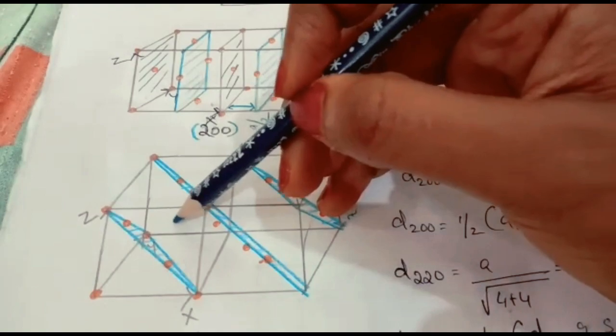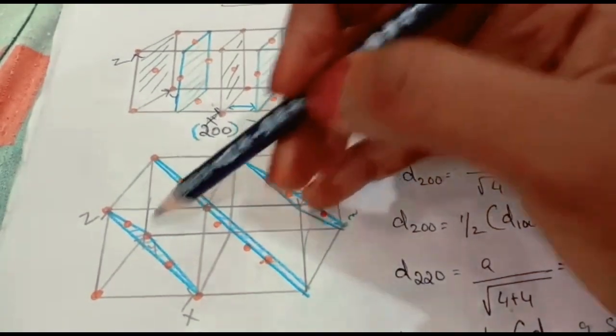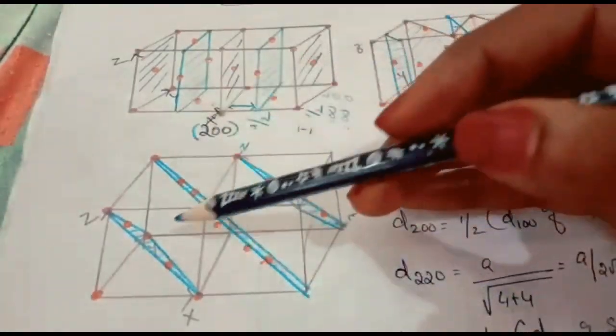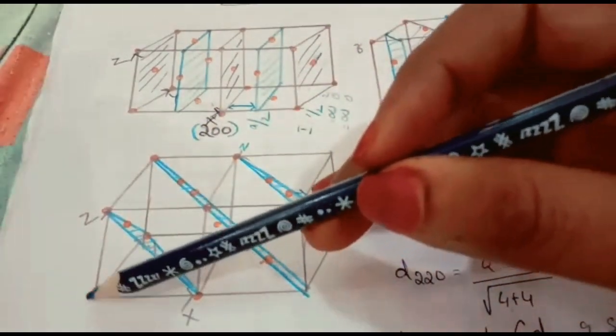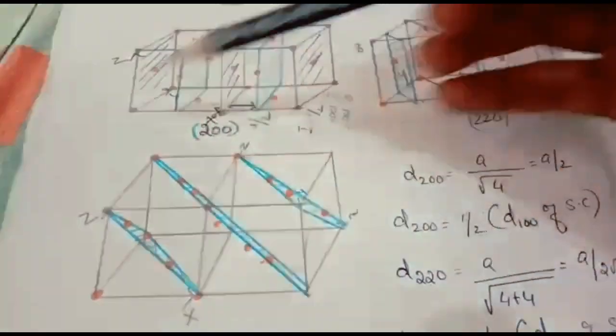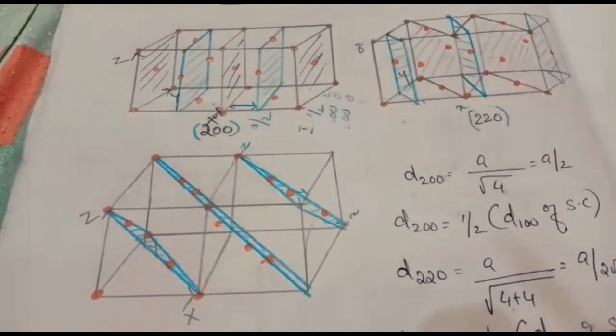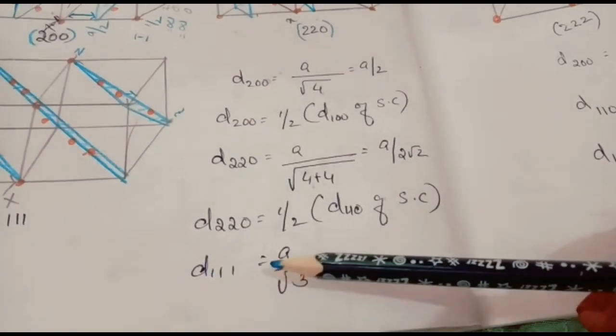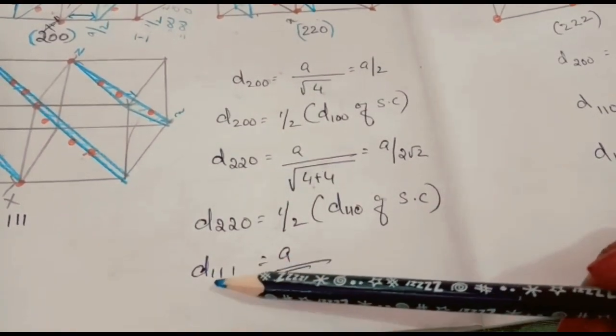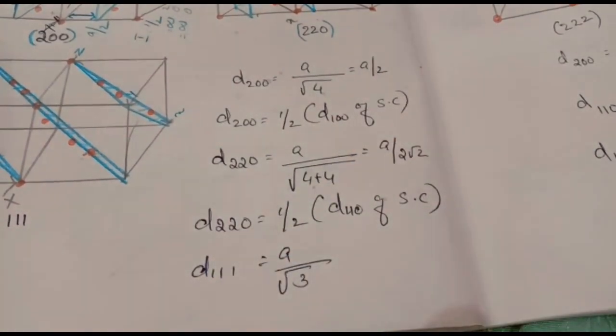If any atom is in the body center, we should put one plane in between here also. Here only face center atoms are there. All the atoms are present. This corner atom will be shared when another cube is here. So the 1, 1, 1 plane for simple cube and face centered cube is the same. d111 is a divided by root of 1 square plus 1 square plus 1 square, that is a by root 3.